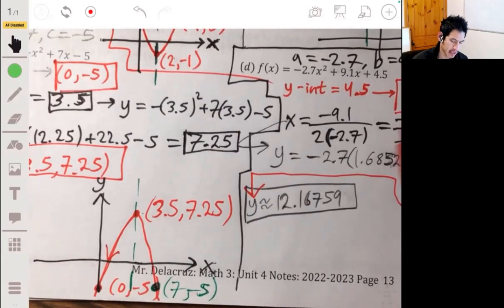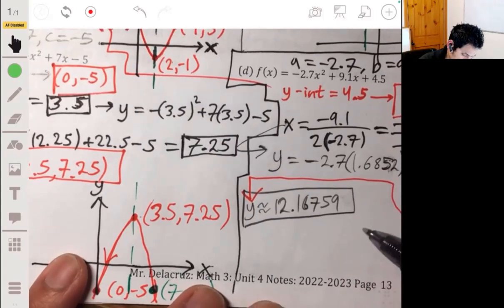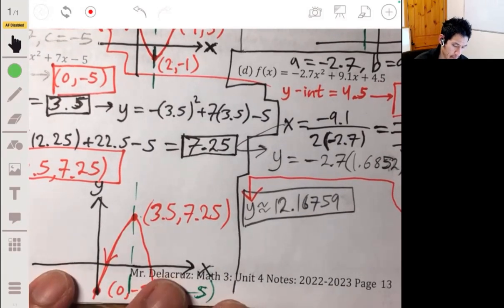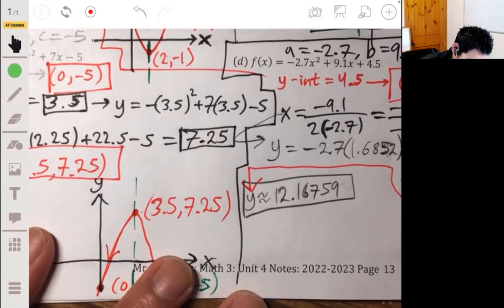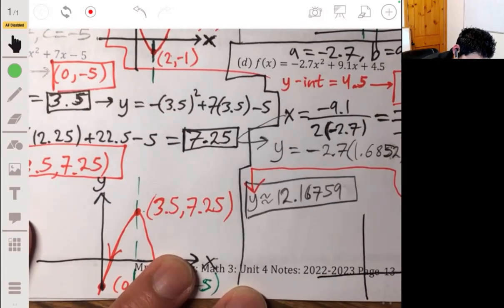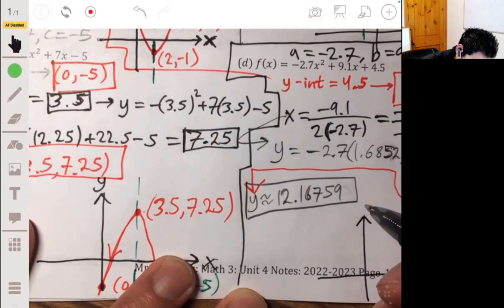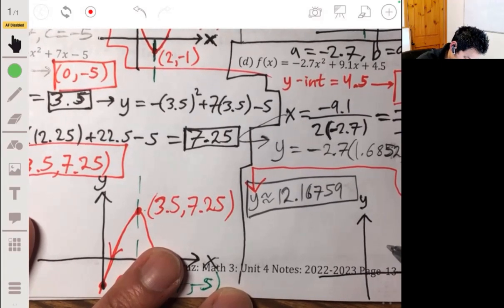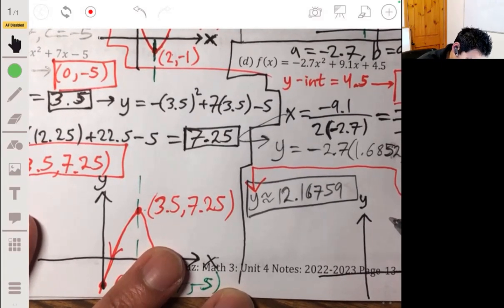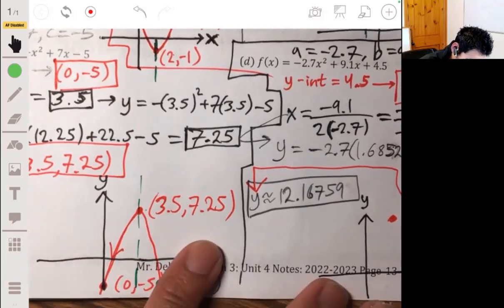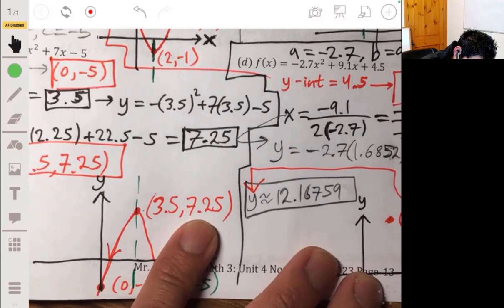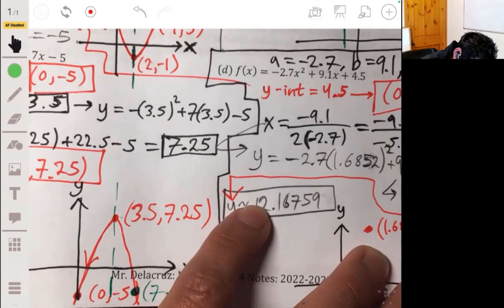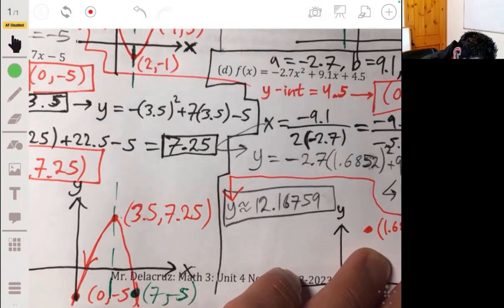And so let's put this together all at once so that we can save space. So the vertex is at 1.6852, comma 12.16759. The y-intercept is at 0, comma 4.5, so it will always be above the x-axis, be positive. And let's just say it's over here. The vertex here will be at 1.6852, comma, and if it is here, 12.16759.